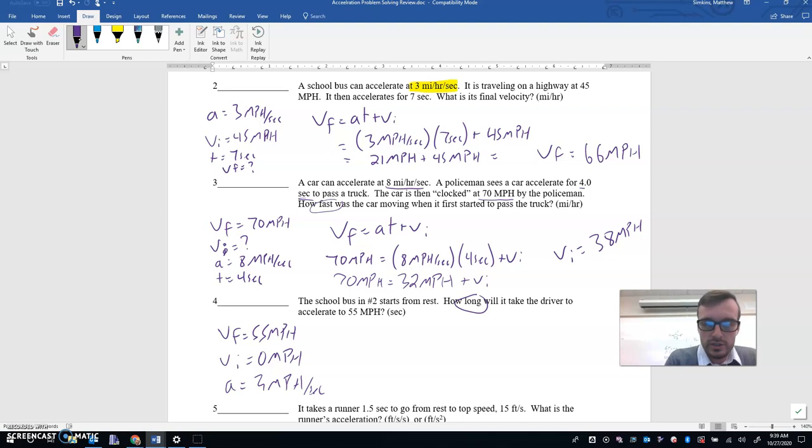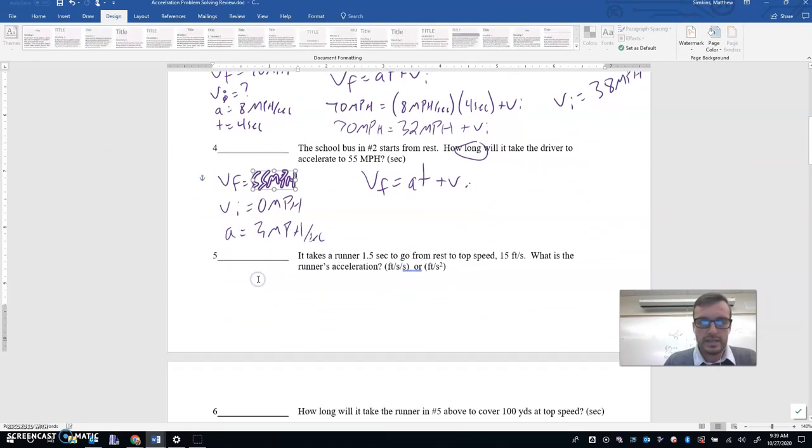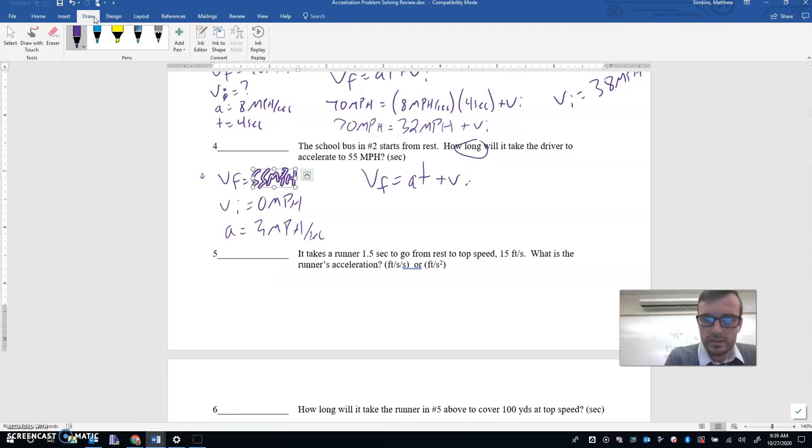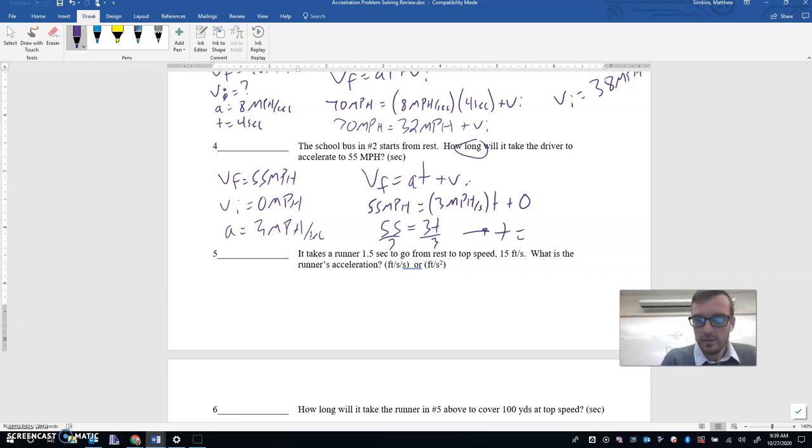Again, just because an equation doesn't start with what you're looking for doesn't mean you can't use that equation to find what you're looking for. If we look at the equation VF equals AT plus VI, as we plug things in, our VF would be 55 miles per hour equals 3 miles per hour per second times T plus our VI was 0. That's convenient because it means 55 equals 3T, or if we divide both sides by 3, then T would be 55 divided by 3, which is going to take 18.3 seconds.